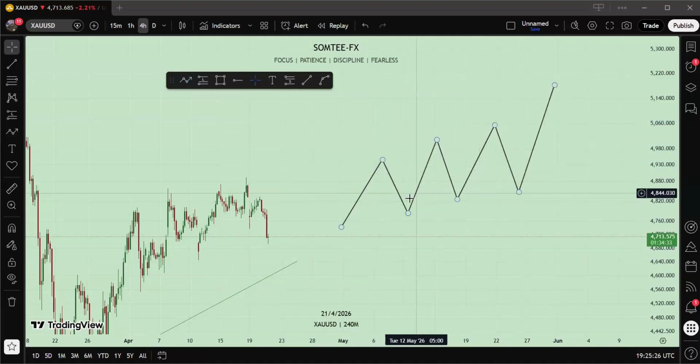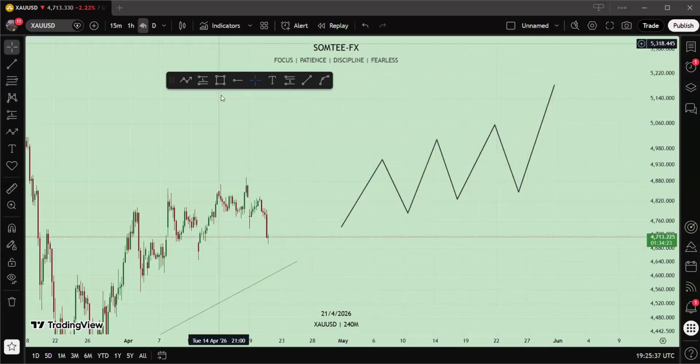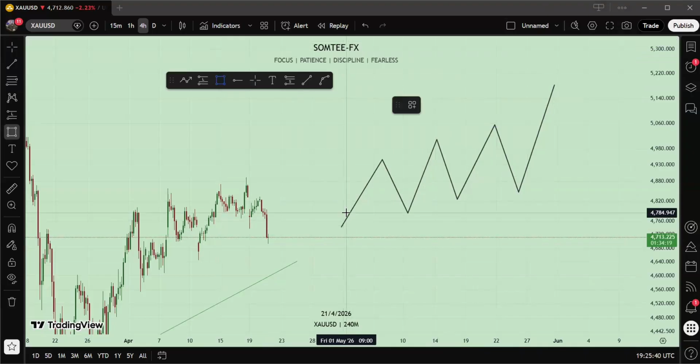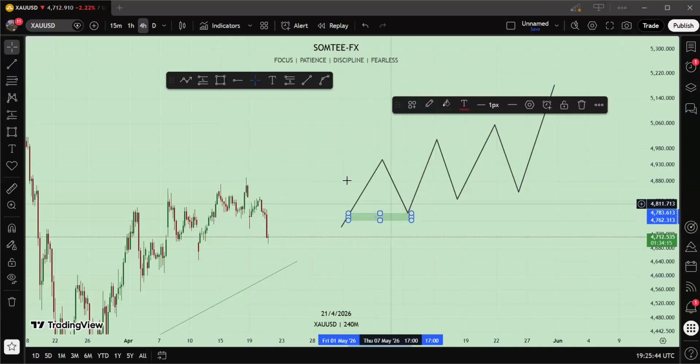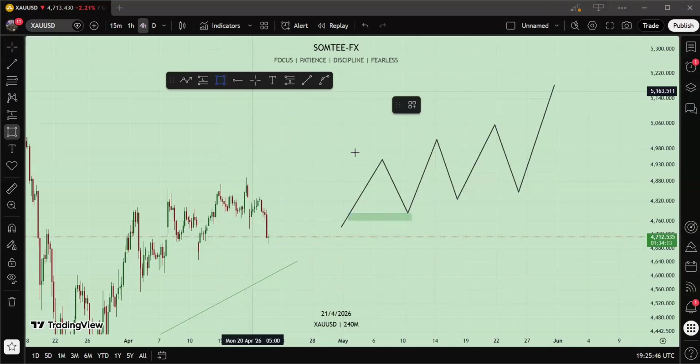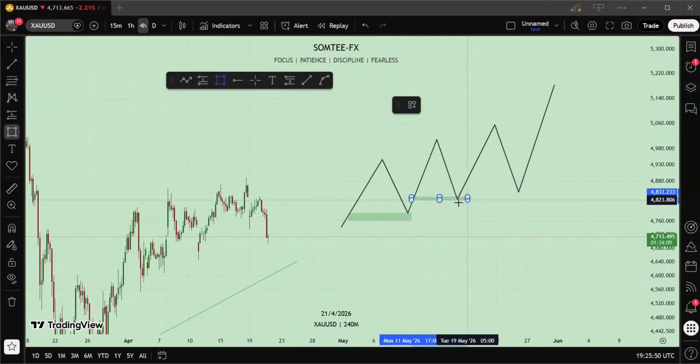Whenever you are taking off from there, there is always an imbalance. There is always an imbalance in each zone. All this zone that is moving, that is taking you up, there is always an imbalance or an order block that is supporting.